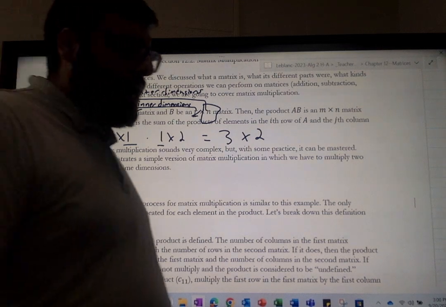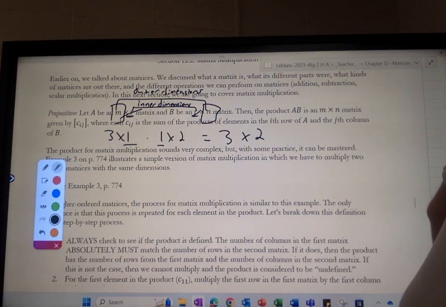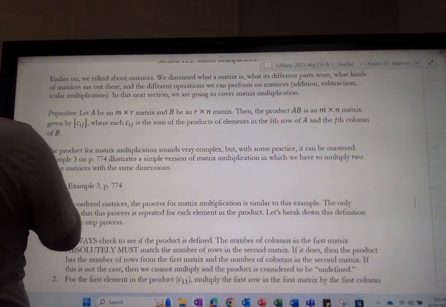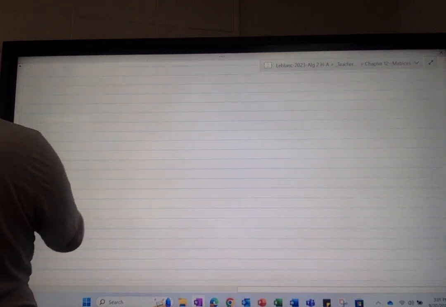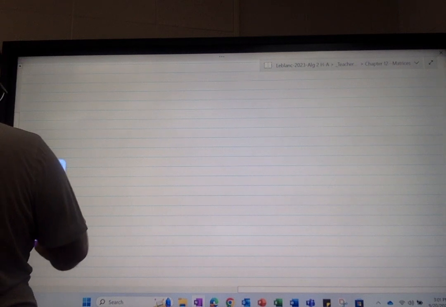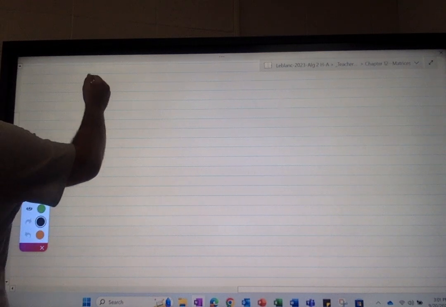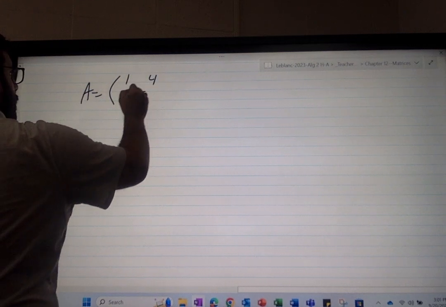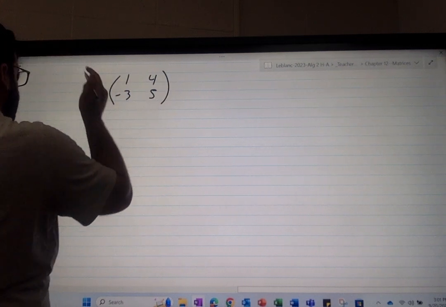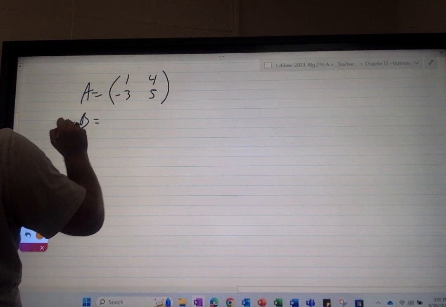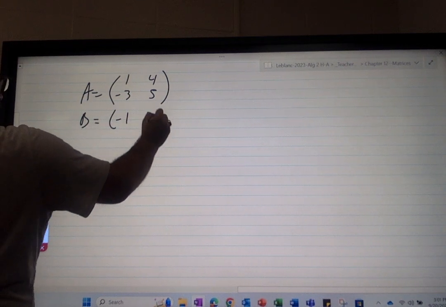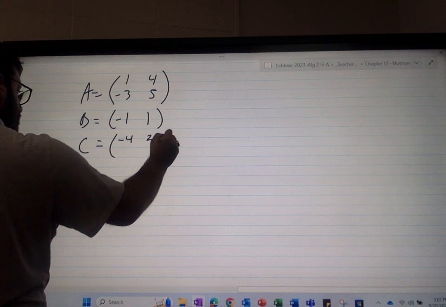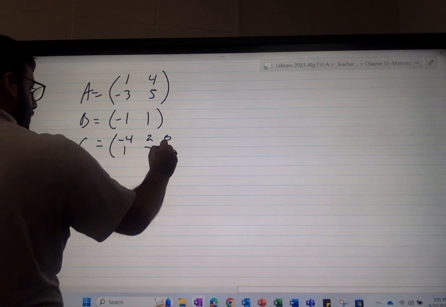Okay, so let me go ahead and give you another example here. All right, here's what we're going to do. We're going to let A be this matrix: 1, 4, negative 3, and 5. We're going to let B be the matrix negative 1, 1. And we're going to let C be equal to negative 4, 2, 0, 1, 3, 5.